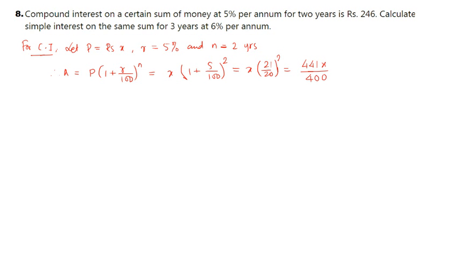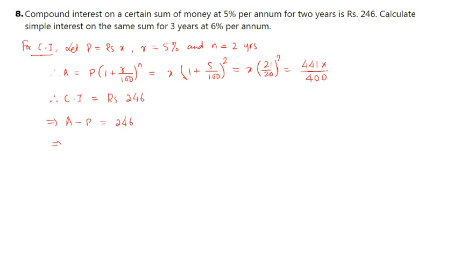Now let's find the compound interest. All of you know the compound interest is given to be rupees 246. Now what is the formula for compound interest? You subtract the principal from the amount, that is amount minus principal gives you compound interest, and this equals 246.